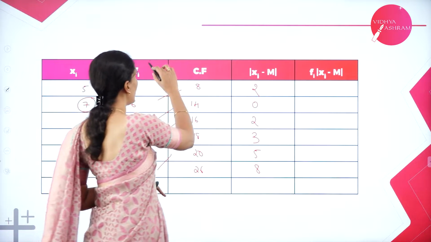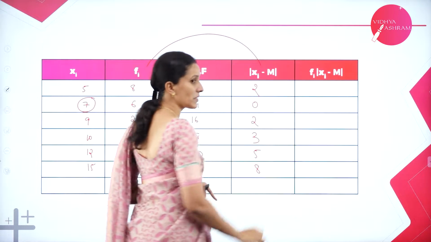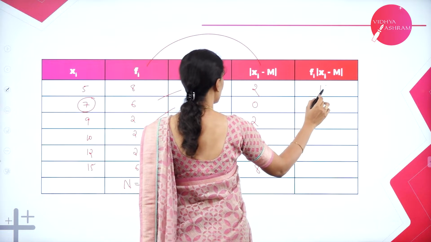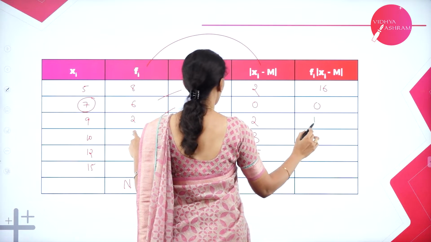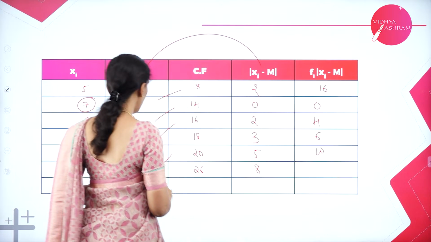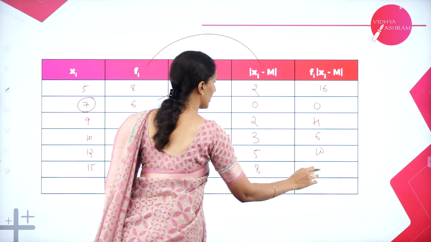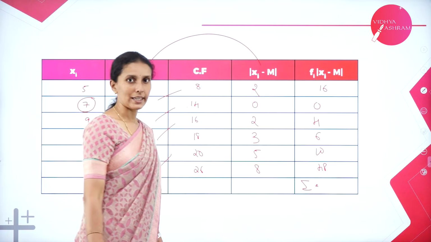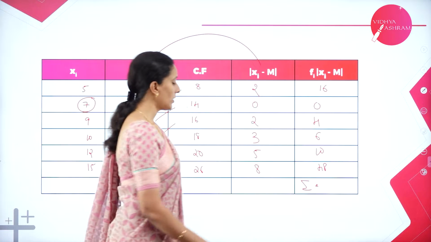Next, let us multiply these two columns because the column says fi into |xi minus M|. So 8 2s are 16. Here we get 0. Here it is 4. So 6. Next 10 we have. Next similarly 48. Let us add this. What is the summation we will get? Check it. We will get the value as 84.